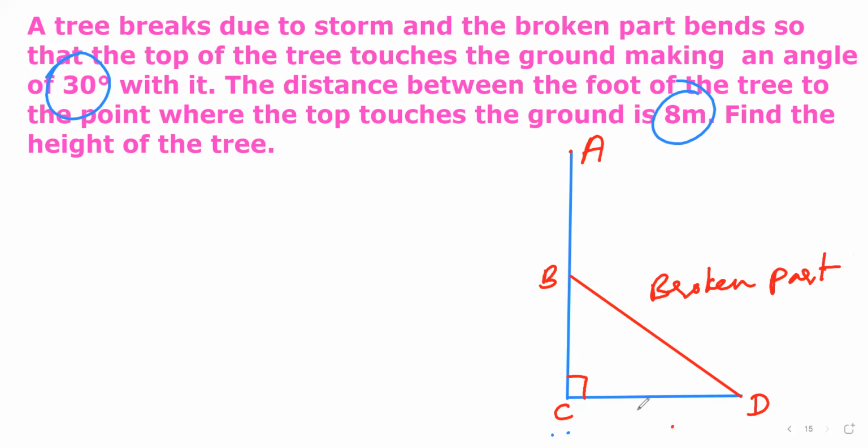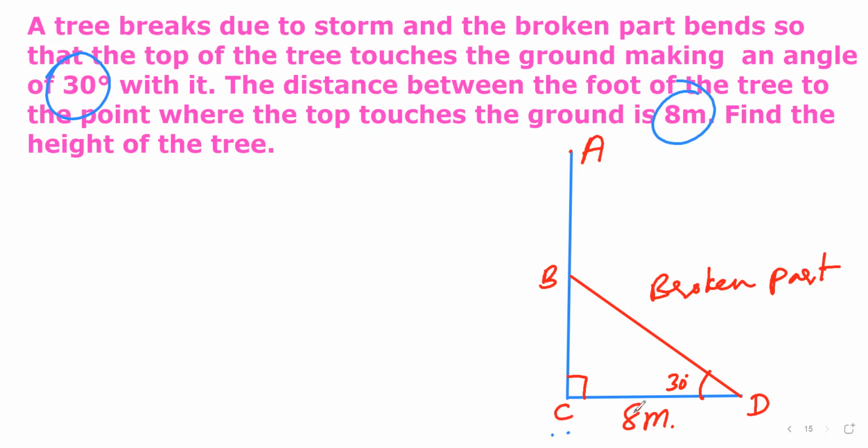And C to D is what? 8 meters. And here the angle made by the broken part is 30 degree. Now here AC is the total tree. And how much is left out? BC is the left part and BD is the broken part. Now what all do we have to find out? This is the opposite and this is the base.